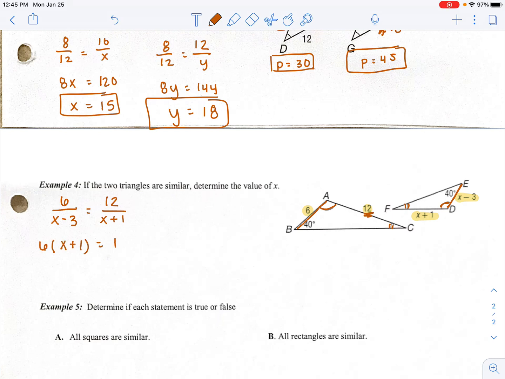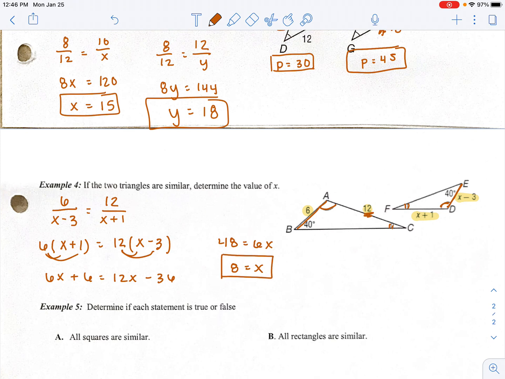So if I cross multiply, I get 6 times x plus 1 equals 12 times x minus 3. We're going to go ahead and distribute and solve. So 6 times x is 6x. 6 times 1 is 6. 12 times x is 12x. 12 times negative 3 is negative 36. I'm going to subtract that 6x over and add the 36. When I do that, I get 48 equals 6x. Divide both sides by 6, and I get 8 equals x.